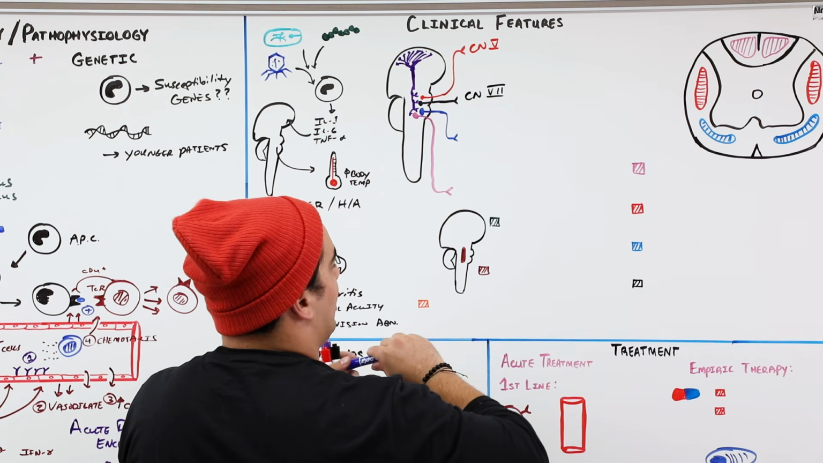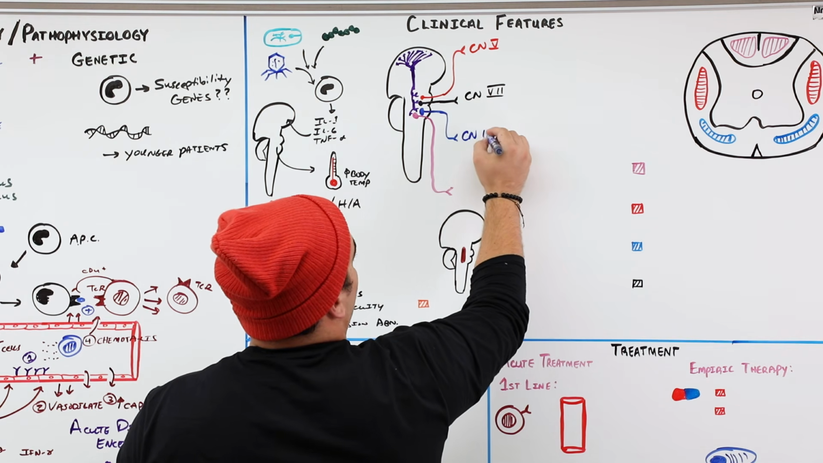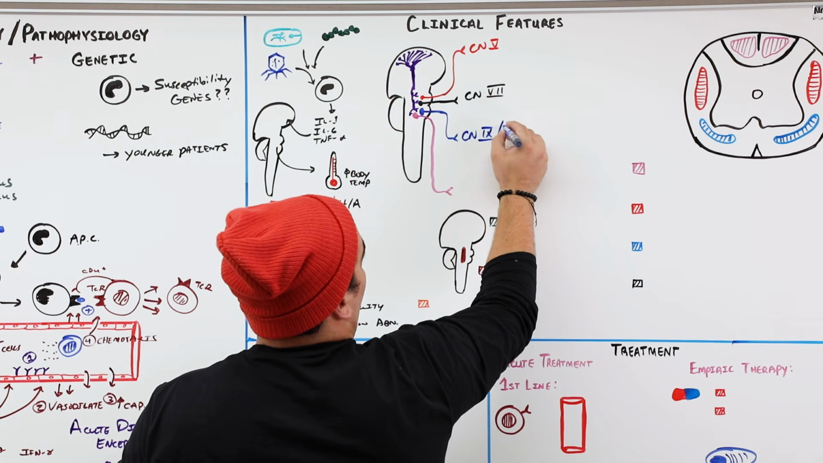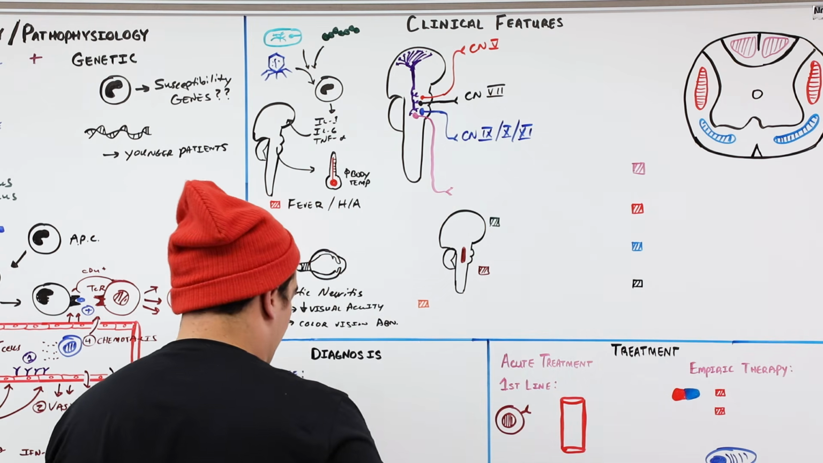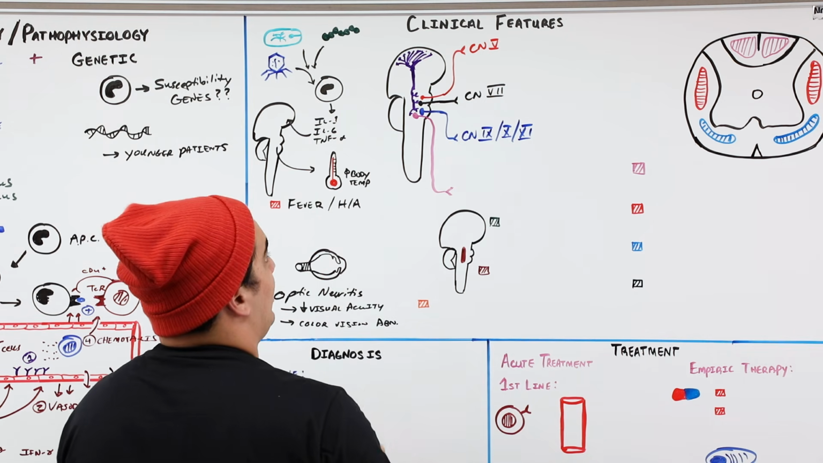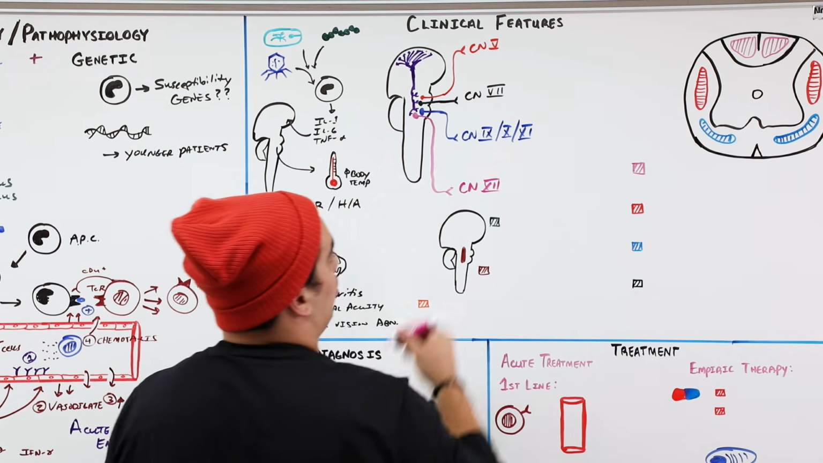It's actually called the nucleus ambiguus, which is involved in particular fibers of cranial nerve 9, glossopharyngeal, cranial nerve 10, vagus, and cranial nerve 11, the accessory nerve. And then last but not least, it can also innervate the nucleus of cranial nerve 12, the hypoglossal nerve.